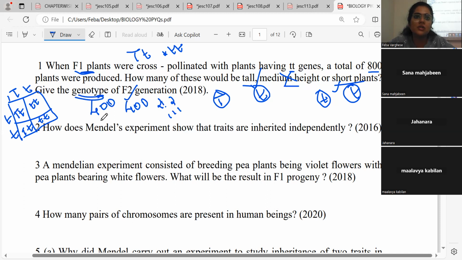And what is the genotype? They are asking you for the genotype also. What's the genotype of tall individuals? Capital T, small t, right? And then for dwarfs, it is small t, small t. Is it clear? Yes, ma'am. The number, they're asking you like how many of these will be tall. That is 400. Genotype is capital T, small t, small t, small t. They're not asking for genotypic ratio. No, you don't need to write the ratio over here. Genotype has to be written.